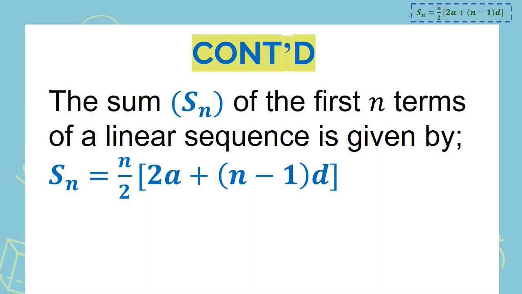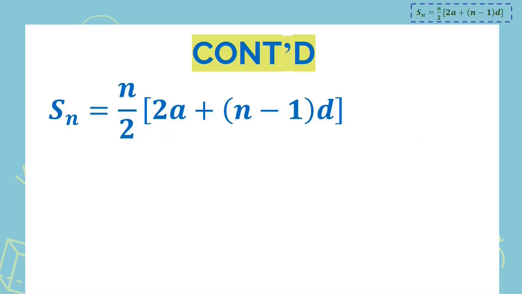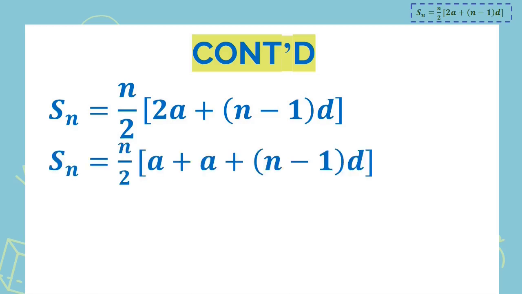Don't worry if the formula looks cumbersome. We can simplify it further. When I have the formula for the sum of a linear sequence, which is given by S subscript n or Sn equals n over 2 all multiplied by 2a plus n minus 1 all multiplied by d, this formula can be simplified as S subscript n equals n over 2 bracket open a plus n minus 1 all multiplied by d.